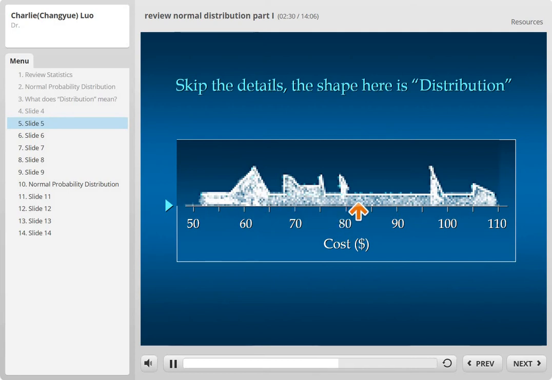And when we skip all the details of the dots, the shape here is the so-called distribution. That is the idea. That's how we understand the distribution in statistics.